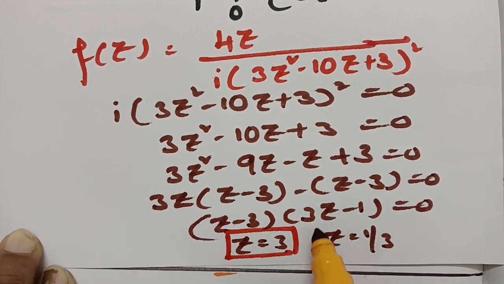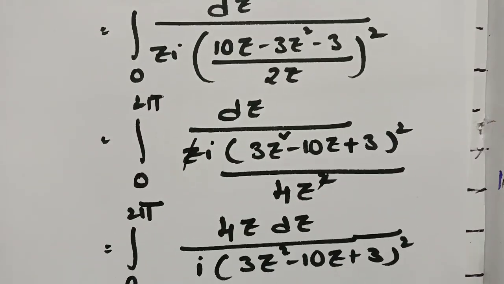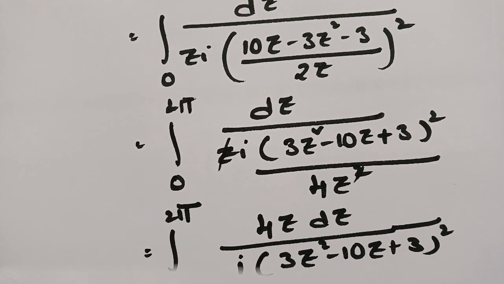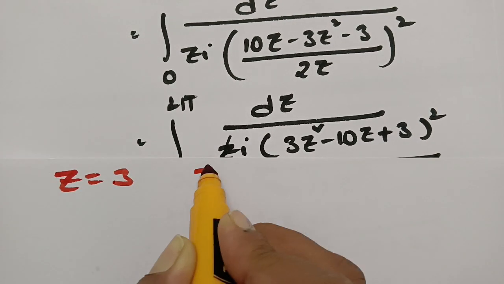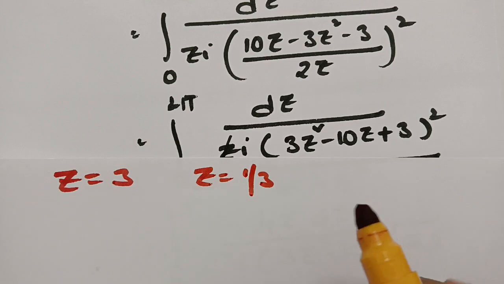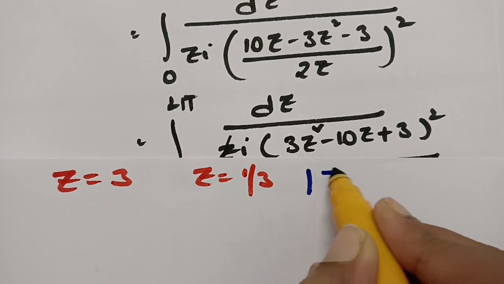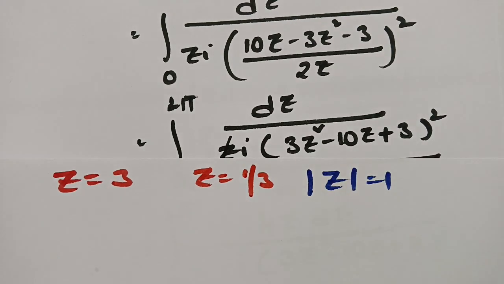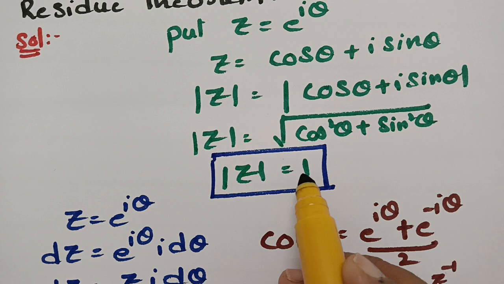So the first pole is z is equal to 3 and the second pole here is z is equal to 1 by 3. So we got two poles here. And as we have the region, so which region we have? Mod z is equal to 1. I'll show you here. The first thing here is mod z is equal to 1.